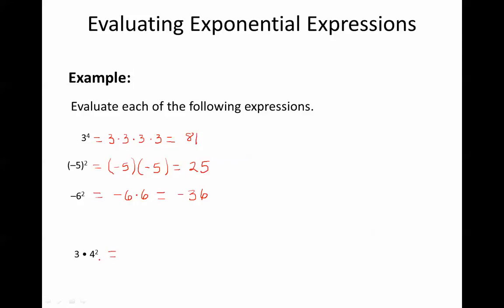Three times 4 squared. Make sure you follow your order of operations. A lot of people want to multiply 3 times 4 first, but we know that you always do your exponents before you multiply. So this would be 3 times 16, because 4 squared is 16, and 3 times 16 is 48.